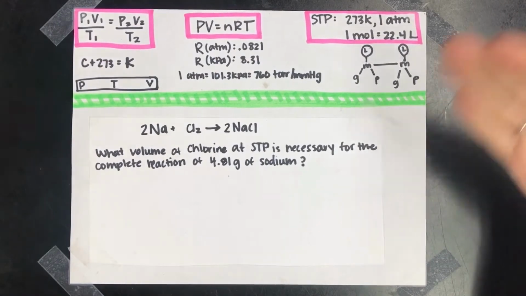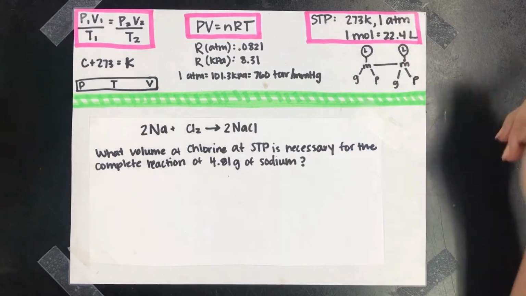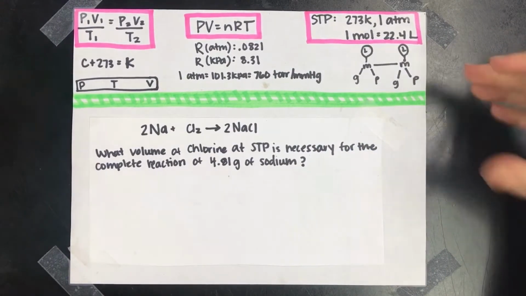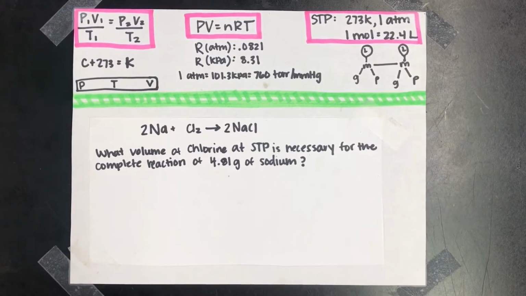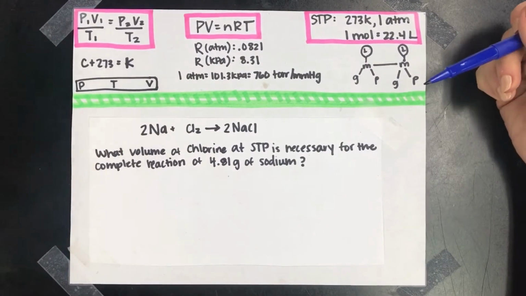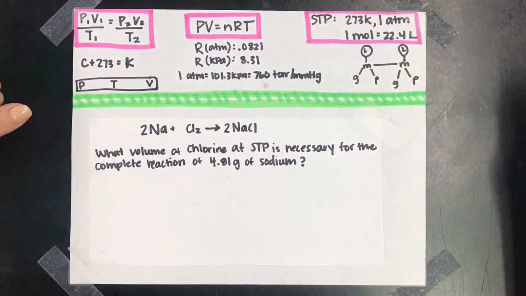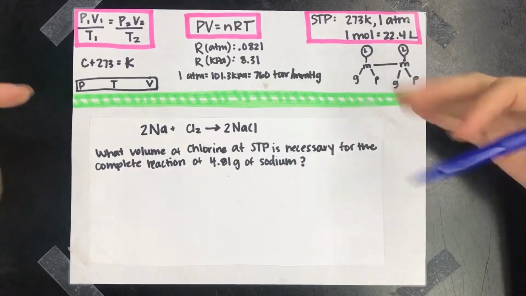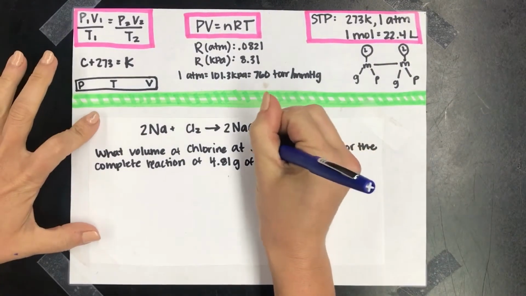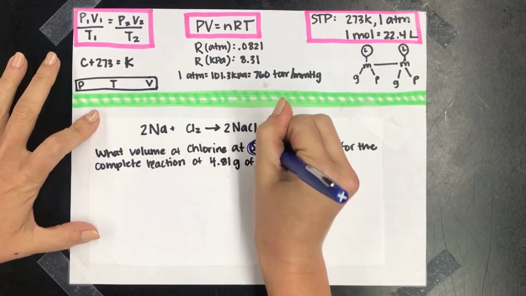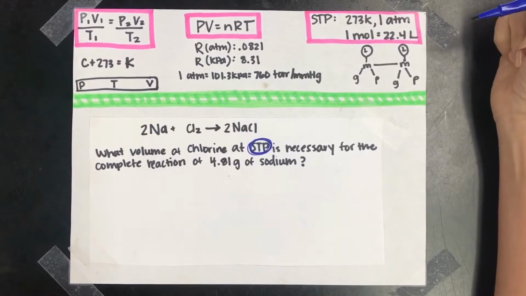So let's first look at our first problem, and then based on what information is there, decide which of the formulas or steps to use. It says, what volume of chlorine at STP is necessary for the complete reaction of 4.81 grams of sodium? There are a couple of red flags here. Number 1, I've provided a reaction. Number 2, STP. Anytime that you see STP, you should be thinking 22.4 liters.